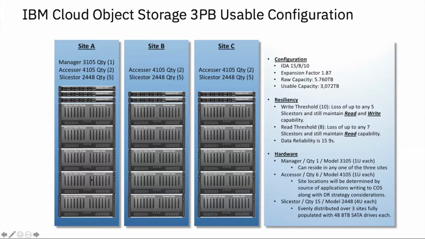So with this configuration, I need 10 slice stores to read write. So I can lose up to 5, which means I can lose an entire site and still have read write capabilities. And then I could sustain an additional 2, which means I could lose up to 7 and still have read capabilities. So that's the level of resilience, almost the equivalent of a RAID. Okay, so you can think of this as a wide area RAID.